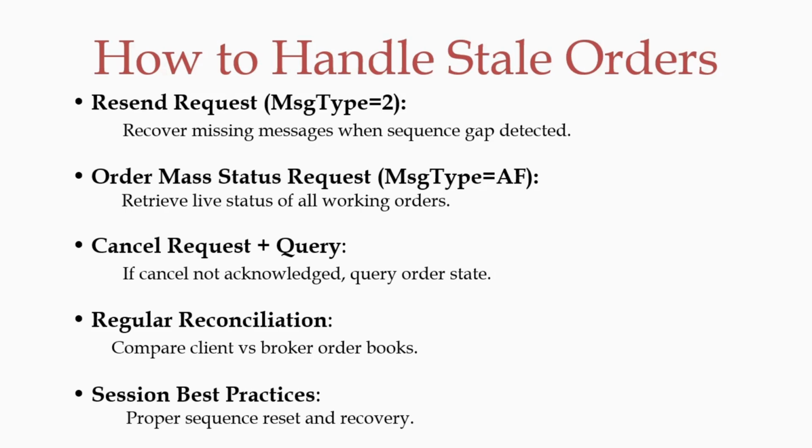So what is 35=AF? This represents the order mass status request. It is used by a client, that is either a buy side or a broker, to request the status of multiple orders in bulk rather than querying each order individually. The response is typically an order mass status response. That is, in response we get 35=AO with the status of all the orders.